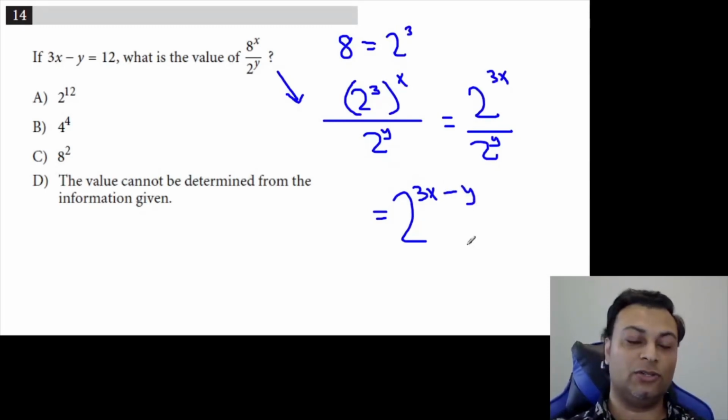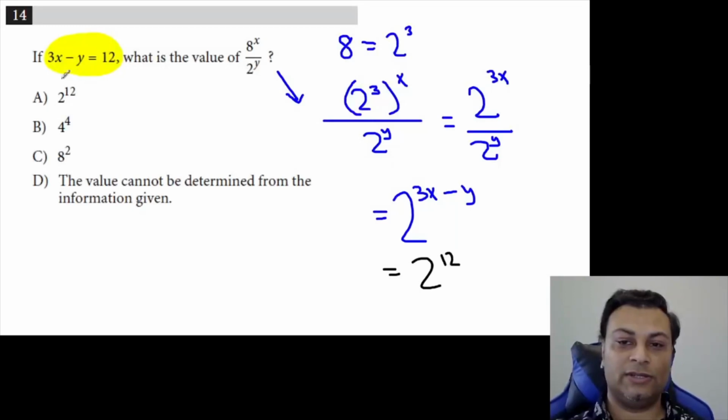And ordinarily there's no way to proceed. However, 3x minus y itself has a value of 12. So this comes out to 2 to the 12. So the answer is A.